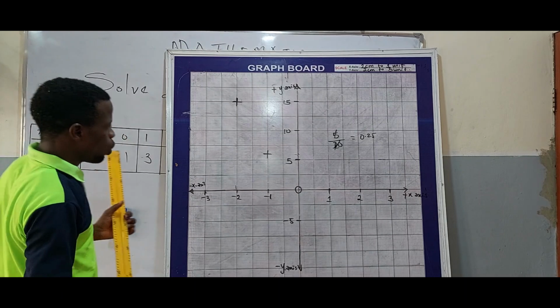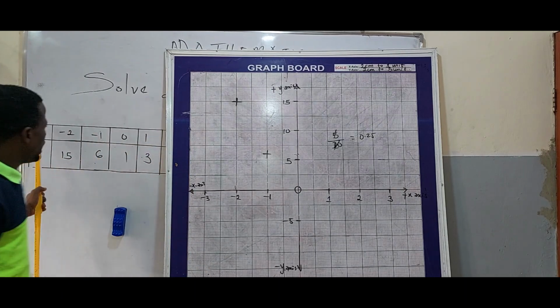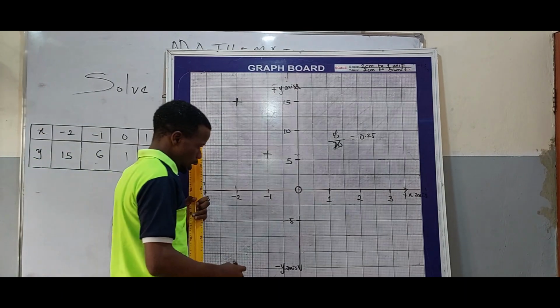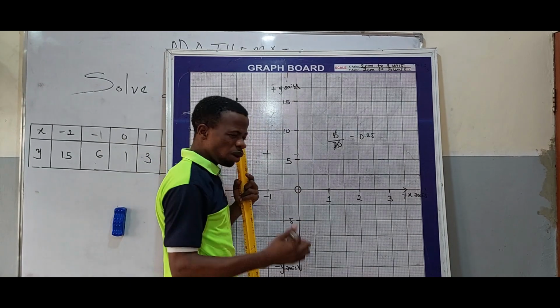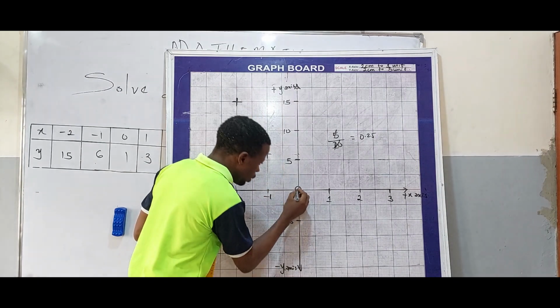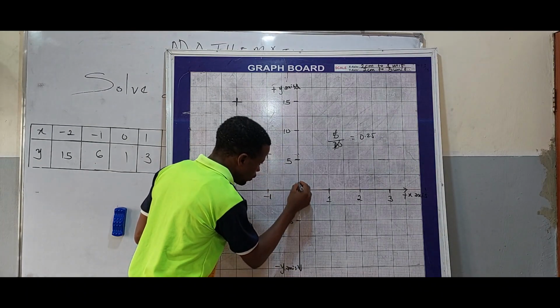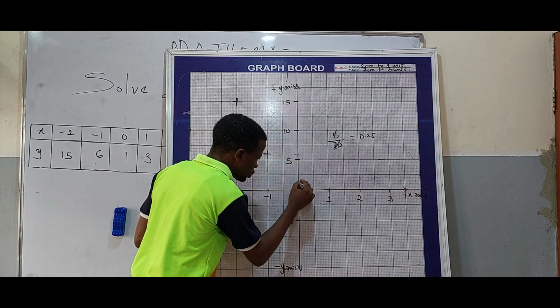I have 0 and 1. My x is 0, my y is 1. I need 1, right? 1 is 4 lines. I've done this here: 1, 2, 3, 4. This is the point.